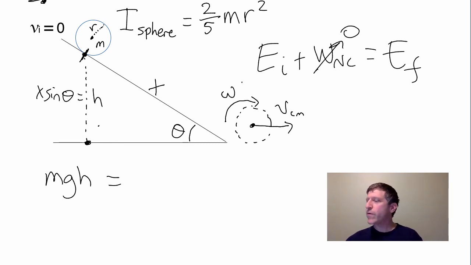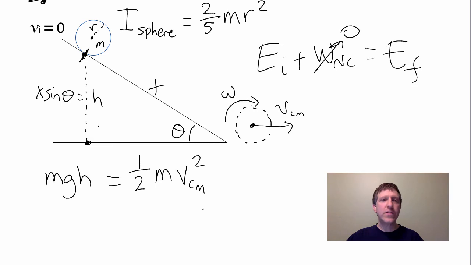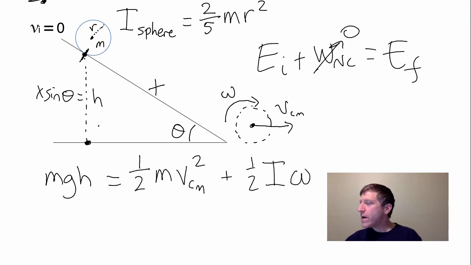So let's go ahead and list both of those. mgh will equal the translational kinetic energy, 1/2 m v of the center of mass squared, and that's the final speed when it reaches the bottom, plus 1/2 I, the moment of inertia, omega squared. Because it's going to be both moving translationally and spinning. So using this method, all we've got to do is solve for v CM final.